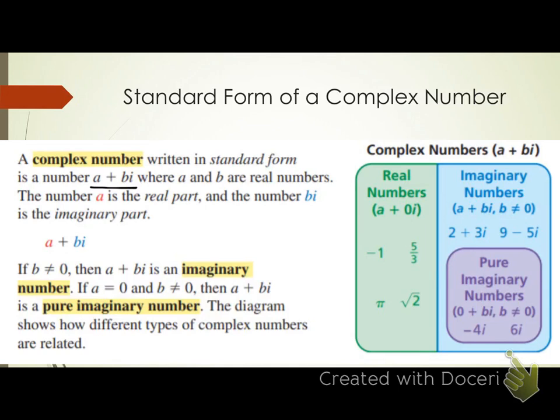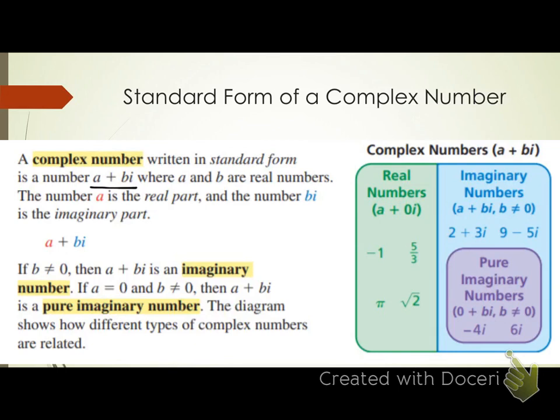So bi is the imagination. A is the real part, bi is the imaginary part. So know that a plus bi is the standard form of a complex number. You need to know that. If b does not equal 0, so b is any number other than 0, then a plus bi is an imaginary number. If a is 0 and b is not 0, then a plus bi is what we call a pure imaginary number, and it's just some number times i. That's what we call a pure imaginary number.